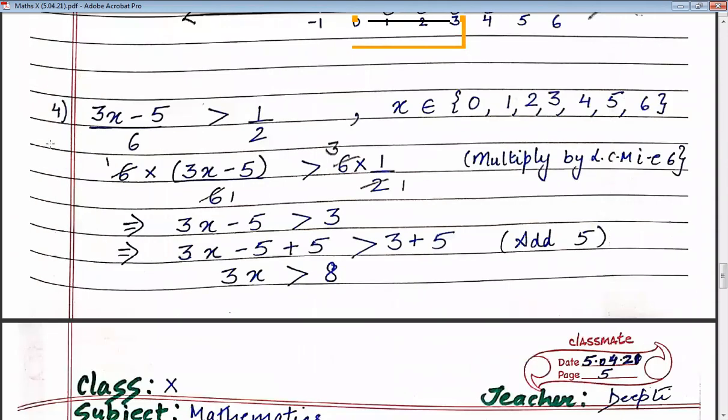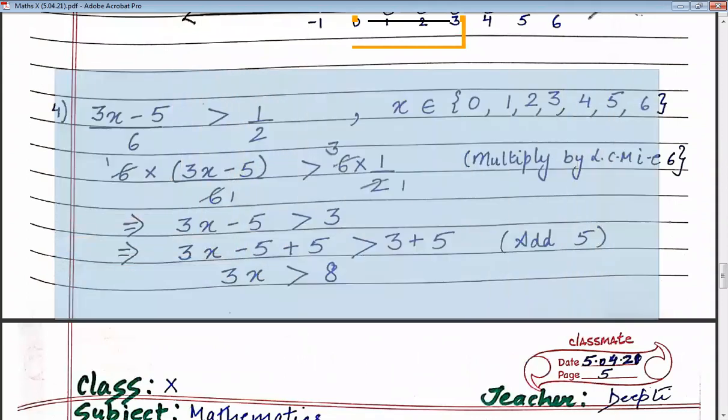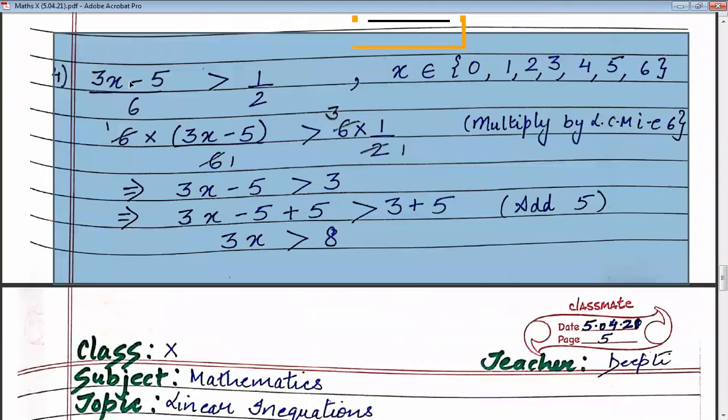Now, children, let's discuss question number 4. In question number 4, you have (3x minus 5) upon 6 greater than 1 upon 2, and x belongs to 0, 1, 2, 3, 4, 5, 6. Now, children, can you tell me which one is your replacement set? Yes, you are right. Your replacement set is the set in which the values are 0, 1, 2, 3, 4, 5, and 6. Now, children, let's try to solve the linear inequation.